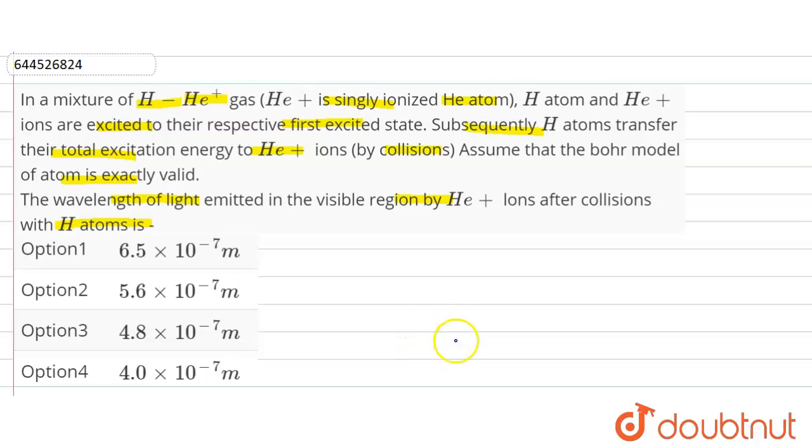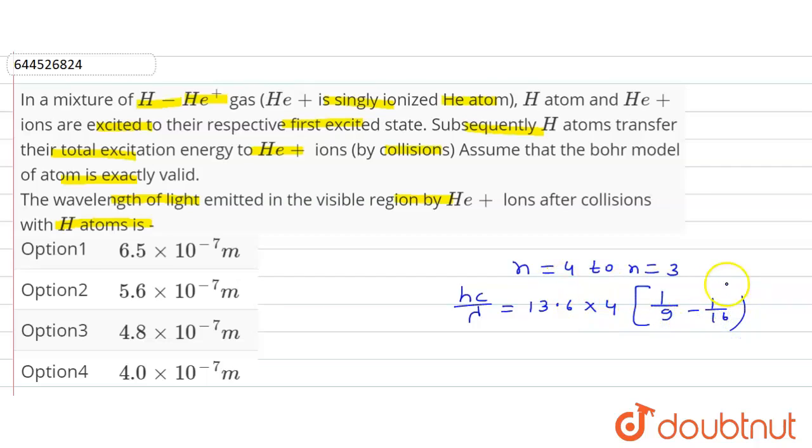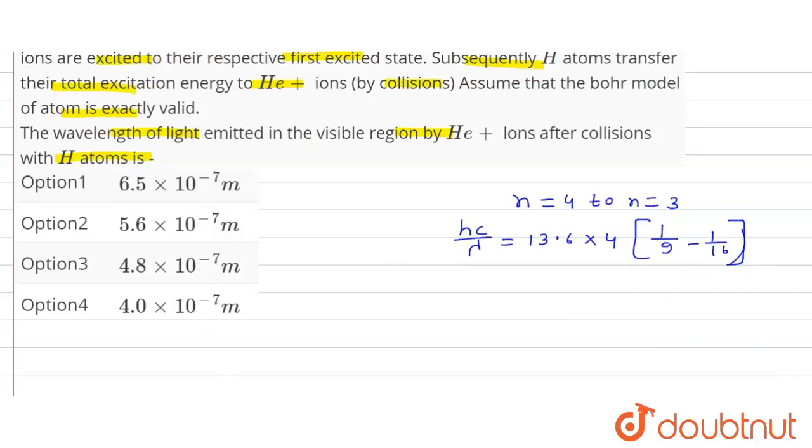Okay. So the wavelength corresponding to transition from n equal to 4 to n equal to 3 in helium plus will be corresponding to visible region. Its wavelength is equal to how much? hc upon lambda is equal to, we can write 13.6 into Z square, Z is 2 so 4, into 1 upon 9 minus 1 upon 16, that is 1 upon n1 square minus 1 upon n2 square. So from here this will be how much?